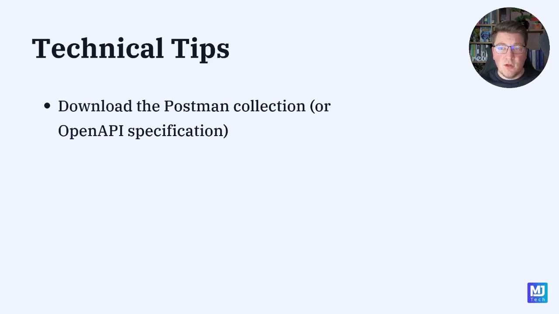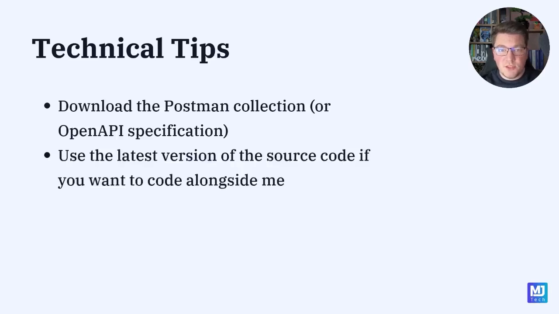And I want to give you a few quick technical tips that are going to make following this course easier. First, I recommend that you download the Postman collection or the OpenAPI specification, and that's what I'm going to be using for testing our REST API. By downloading the entire Postman collection or the OpenAPI specification, you can save on some time when setting up your API testing tool. Second, I recommend that you always use the latest version of the source code if you want to be coding alongside me with the videos, and I expect that many of you will.